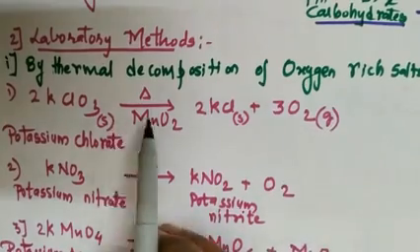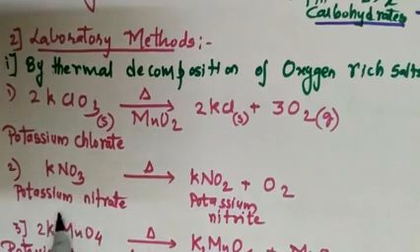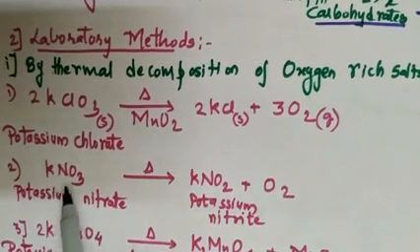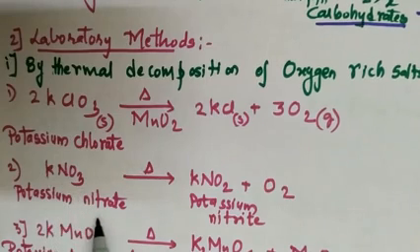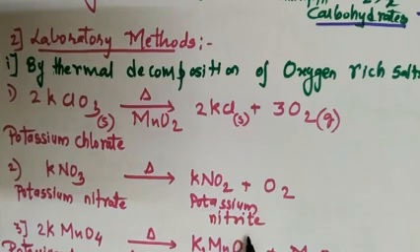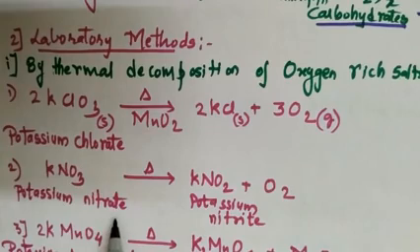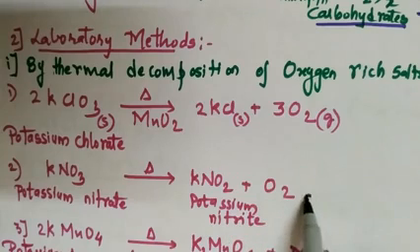Okay, thermal decomposition of potassium chlorate. Second is of potassium nitrate, KNO3. K is potassium, NO3 is nitrate. On heating, it gives KNO2, that is potassium nitrite. Remember the formula of nitrate, NO3, and nitrite, NO2. Again, oxygen in the form of gas is released.